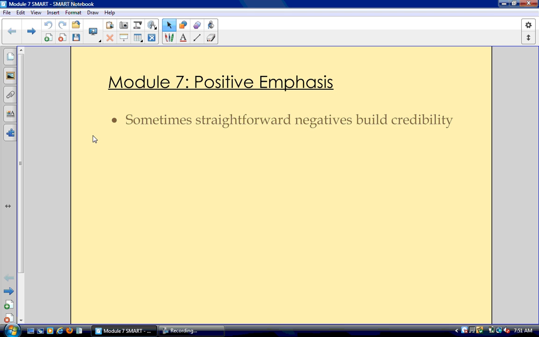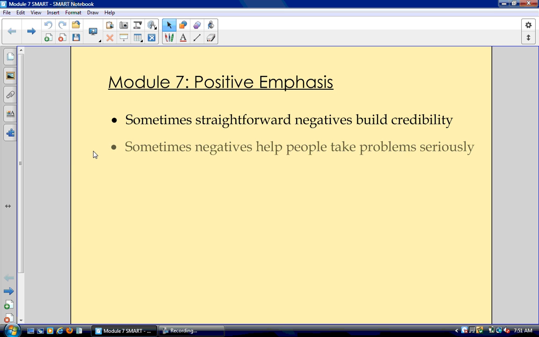As the book talks about, sometimes we have to deliver negative information, and sometimes delivering that straightforwardly builds our credibility, okay? And so that can be one option. Sometimes we have to deliver negatives in order to help people to recognize the seriousness of the situation and so that they act more immediately. And so basically, as I said, sometimes in business we can't avoid the negative.